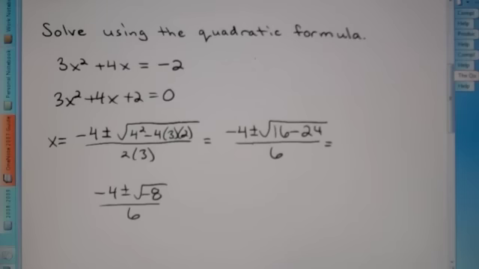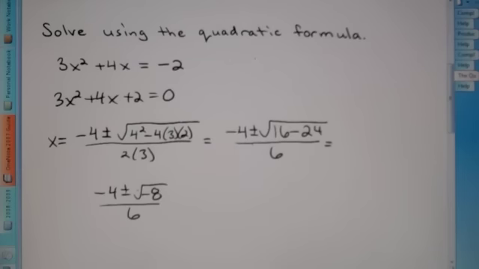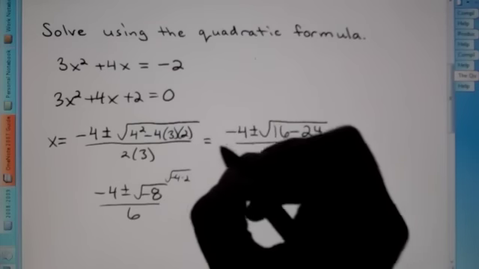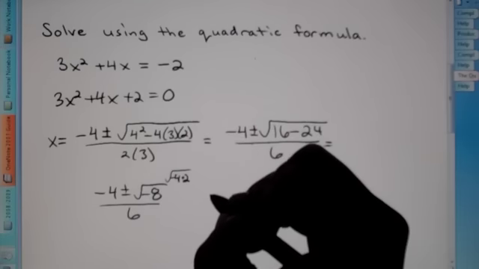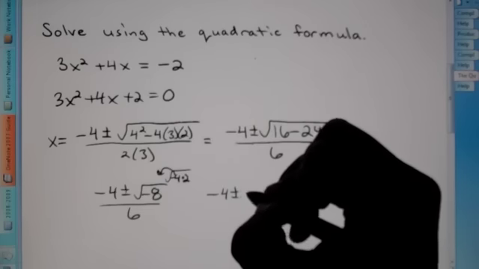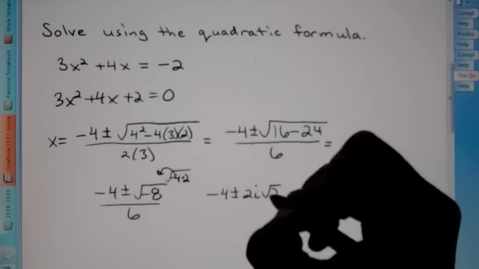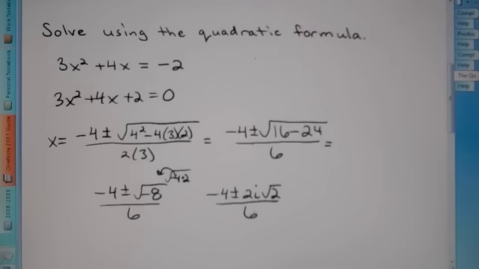Well, like we've been doing this entire time, whenever we're left with a negative underneath, we want to take it out and make it an i. But notice we can also break down 8. Negative 4 times 2, right? We've done that many times. So we could say negative 4 plus or minus, take the square root of negative 4, which is 2i, because we took the negative out, and we're left with root 2 over 6. Again, we've done square root of 8 so many times. Square root of 8 is 2 root 2.